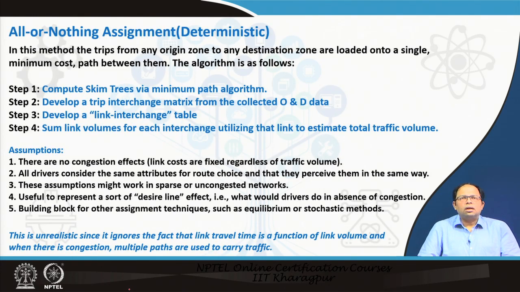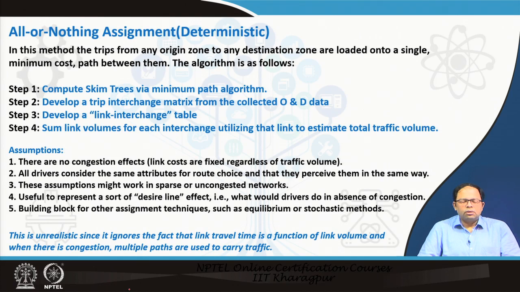So, the first assignment technique is a deterministic one, known as all or nothing assignment. This is the simplest method. In this method, the trips from any origin zone to any destination zone are loaded onto a single minimum path cost between them. Of course, we will discuss the algorithm, but first some assumptions about this particular algorithm.